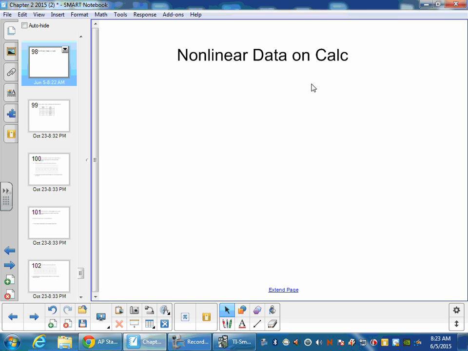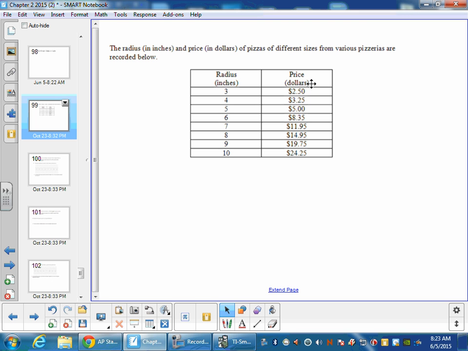Hello, this lesson is nonlinear data on the calculator. Our previous lesson was using Fathom to linearize data, but on the AP exam, we don't have Fathom. We just have our calculator. So let's figure out how to deal with this on the calculator. Take a second and pause the video and type this data into your list 1 and list 2 on your TI-83/84.